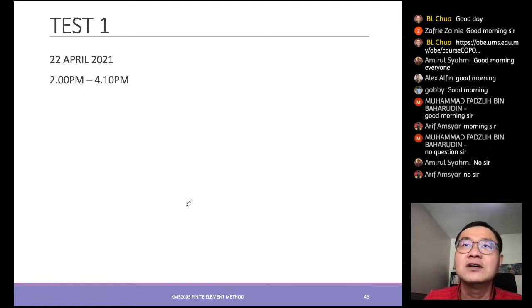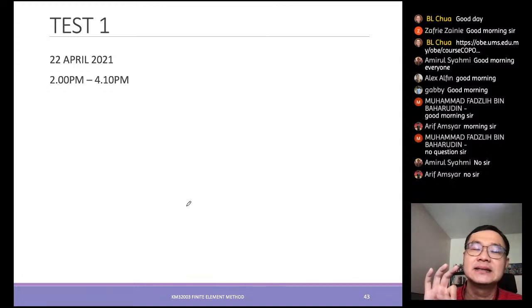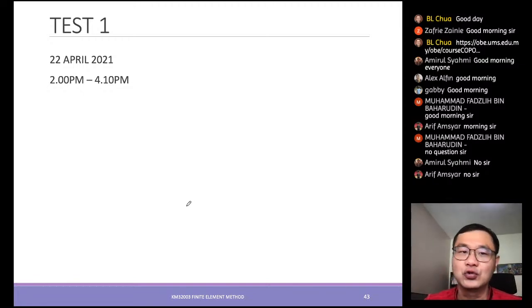So the topics covered would be the spring element, until today the beam element. So you have the spring, prismatic bar, and the beam. Three particular parts to cover for this test.